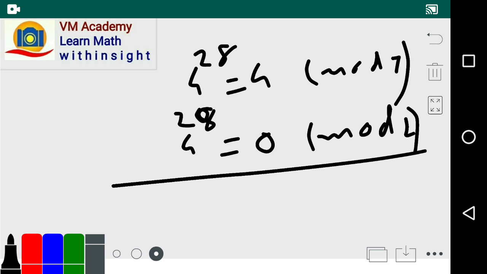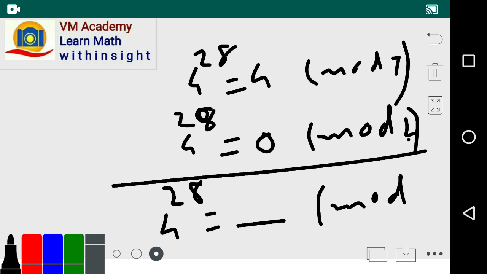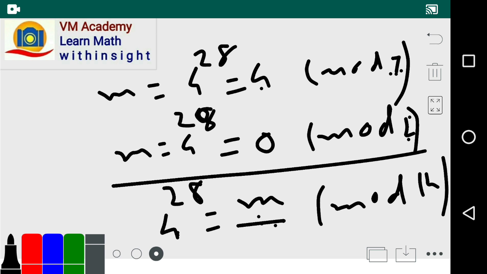According to the Chinese remainder theorem, 4 raised to 28 is congruent to a unique number modulo the product of these pairwise co-prime numbers, that is 14. So this is congruent to 4 raised to 28, so it is also congruent to this, and it is also congruent to this. That means m is between 0 and 14. So the least solution is m greater than or equal to 0 and less than 14.